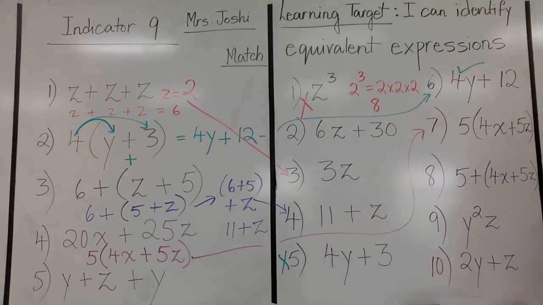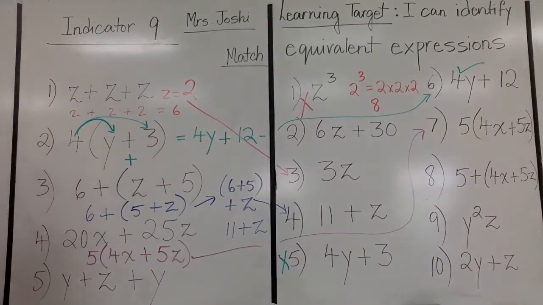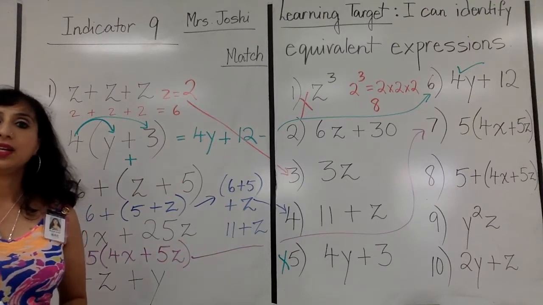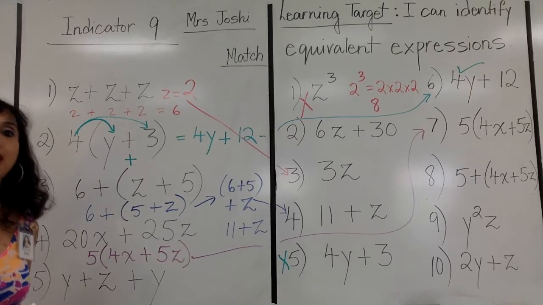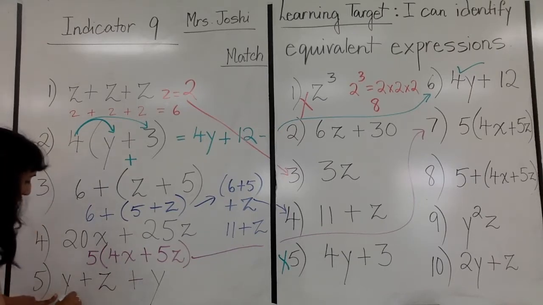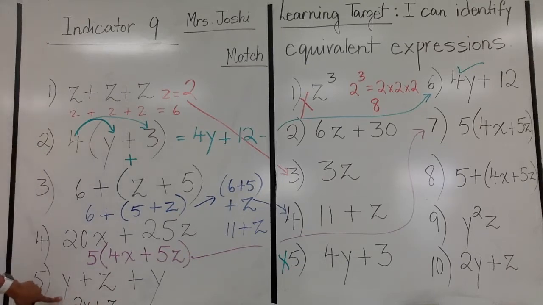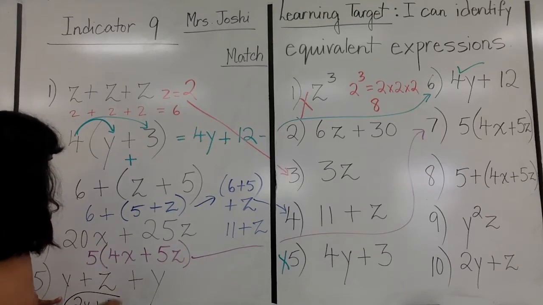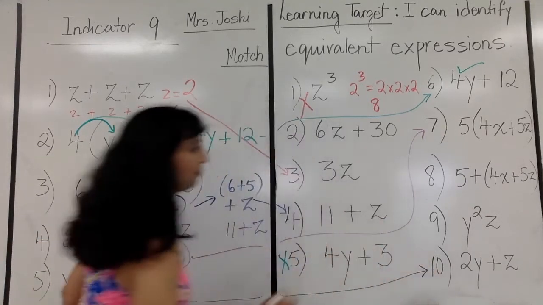And then let's do the last one. The last one is saying y plus z plus y. So how many y's do I have? Because those are like terms, I can add them. y plus y gives me 2y, and then I have a z, which is an unlike term, so I cannot add this. So for this one, 2y plus z is my answer, which would match me to number 10.